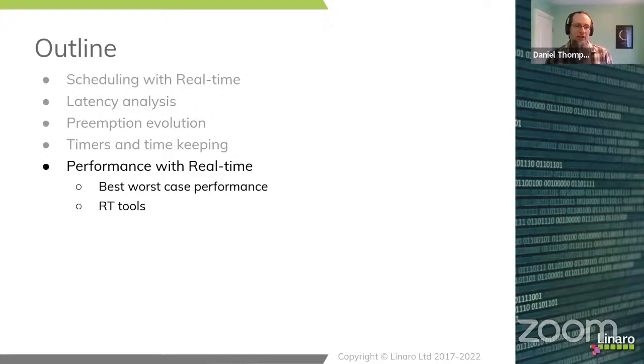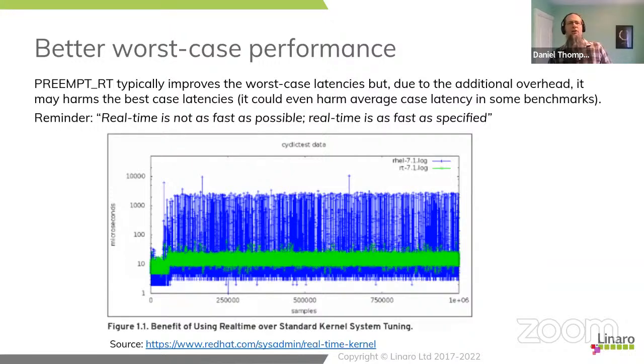So the last thing we want to look at is this concept of best worst case performance, which most people with a real-time interest will have an intuitive understanding of, and we'll also look at some of the tools that we have available to us. So best worst case performance: as fast as specified, not as fast as possible.